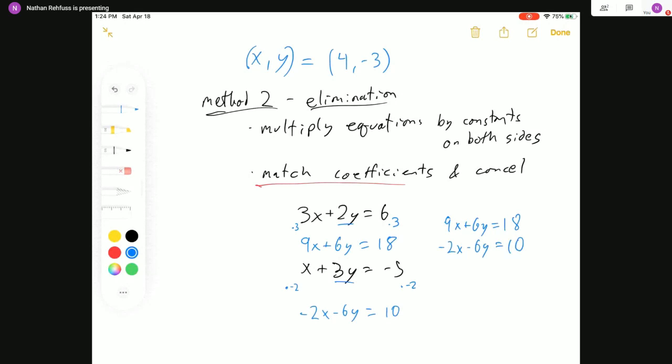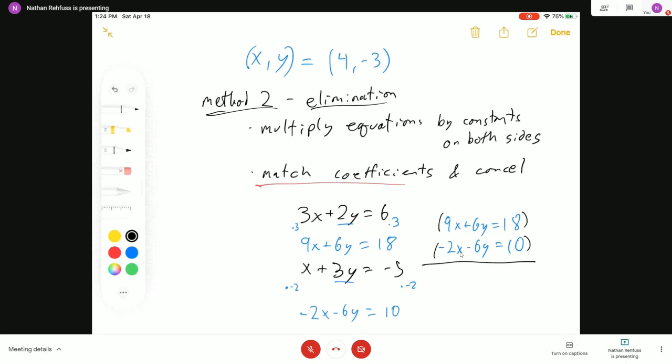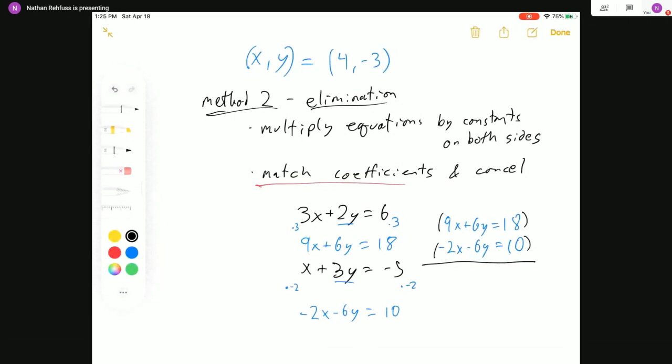Now, this is a step that I don't think we've used before. This is a new kind of algebra, which is to say, if the first left side equals the first right side, and the second left side equals the second right side, so 9x plus 6y really is 18, -2x minus 6y is really 10, then if I take this expression on the left and add it to this expression on the left, the two of them have to add up to 28, 18 plus 10, because this one's 18 and this one's 10. So if I take these two equations and add the left side to the left side and the right side to the right side, both sides have to be equal to 28.